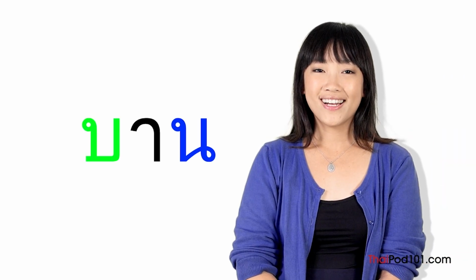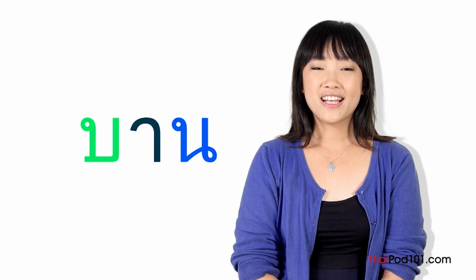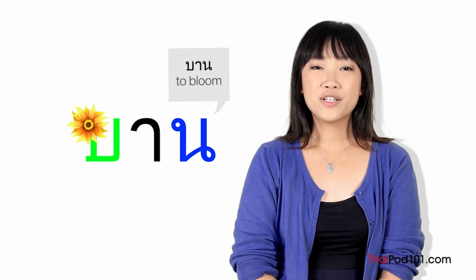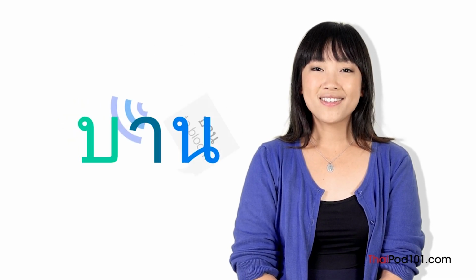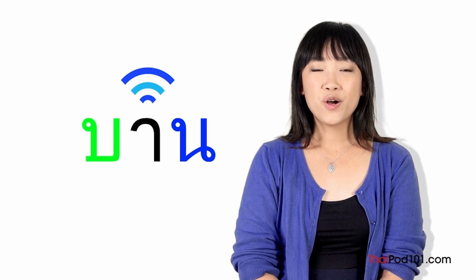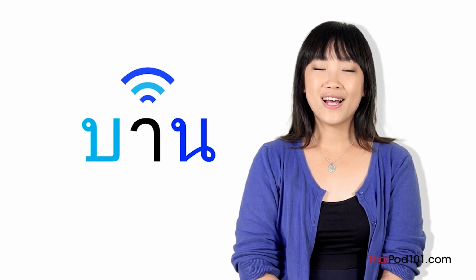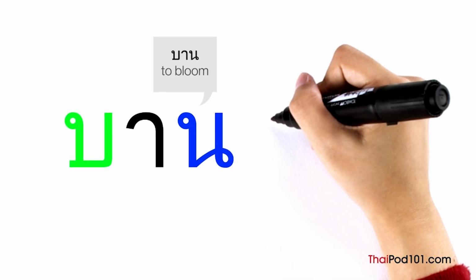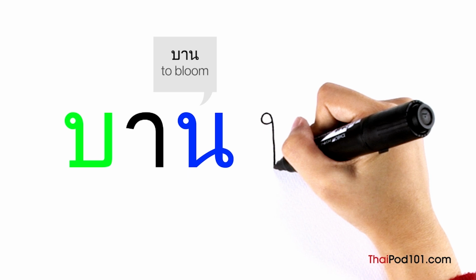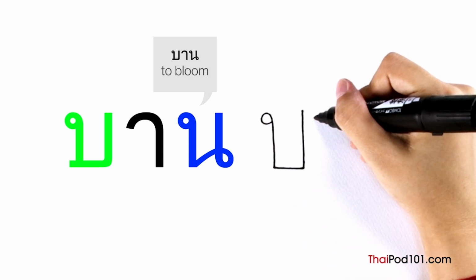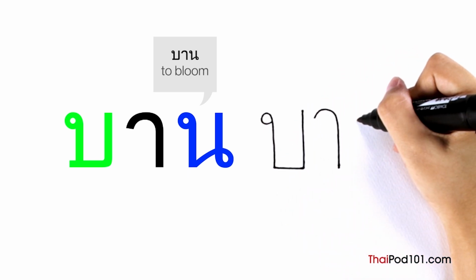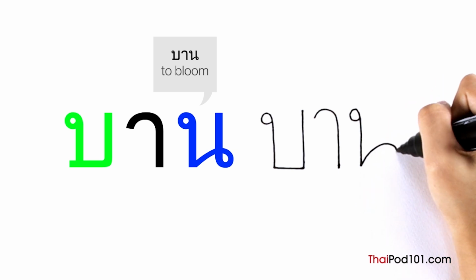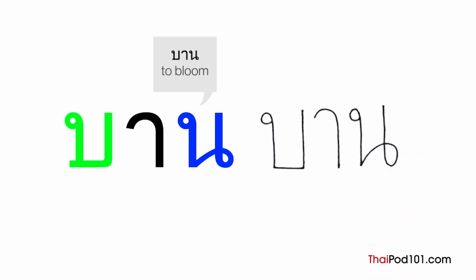Here's one more word. Can you read it? It's บาน which means to bloom. บาน is also mid-tone. Why? Well, it has an initial middle-class consonant and a live ending. Let's write บาน together. บอใบไม้ สระอา นอหนู บาน.